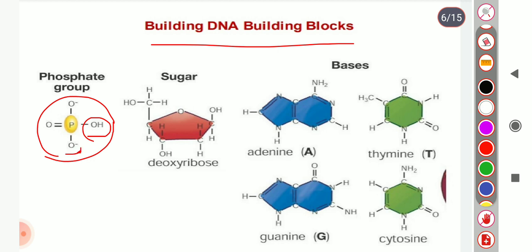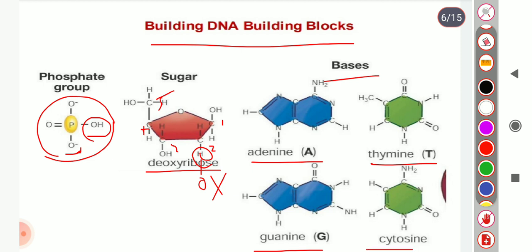And these are sugar, pentose sugar, and you can see that this is carbon 1, carbon 2, carbon 3, carbon 4 and carbon 5. And inside carbon 2 you can see this structure. Oxygen groups are absent, oxygen is not present, so it is called deoxyribose. These are bases, nitrogenous bases: adenine, thymine, guanine, cytosine.